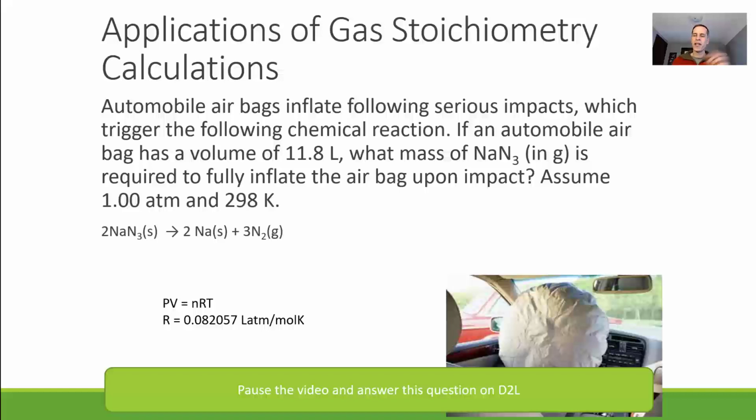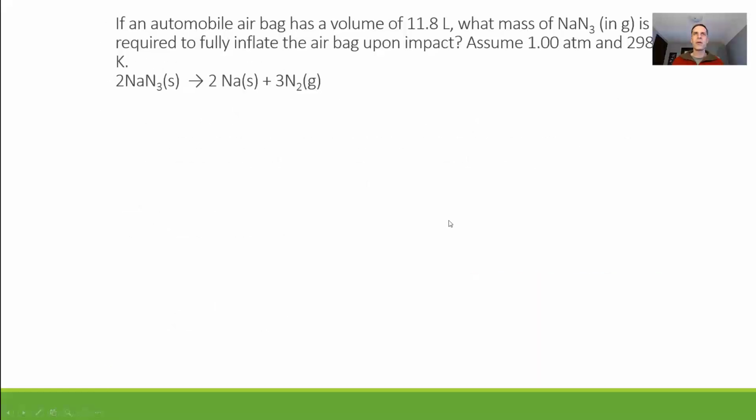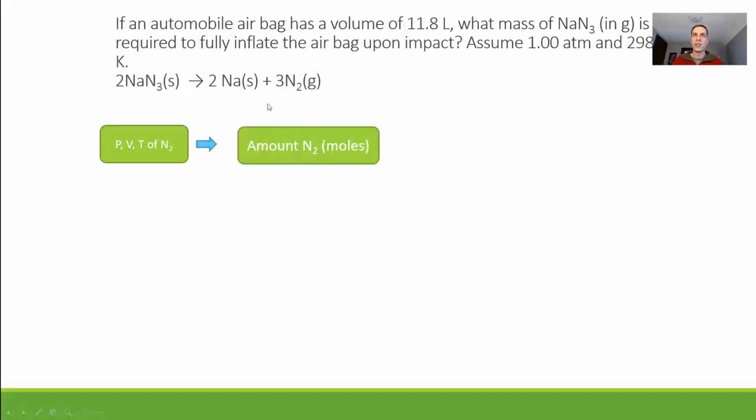Okay, hopefully you've gotten a chance to answer that on D2L. So let's look through how we would do this. Again, we've got our information hanging out here. We've got our volume, we've got our atmospheres, and we've got our temperature. So if we've got a volume, pressure, and temperature, that should be a good sign that we can use those to figure out the number of moles of N2 in this case, because that's our only gas present here. Because remember, only moles of gas go into the ideal gas law. It is the ideal gas law for a reason. And so again, we're going to use PV equals nRT to make that conversion.